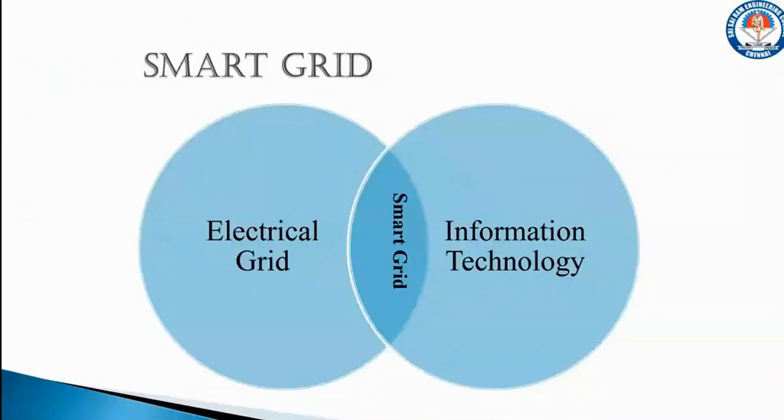So there are many definitions available. In all the definitions, we could see that the smart grid is the integration or interconnection of information technology and the electrical grid. So smart grid is nothing but the integration of information technology into the electrical grid.